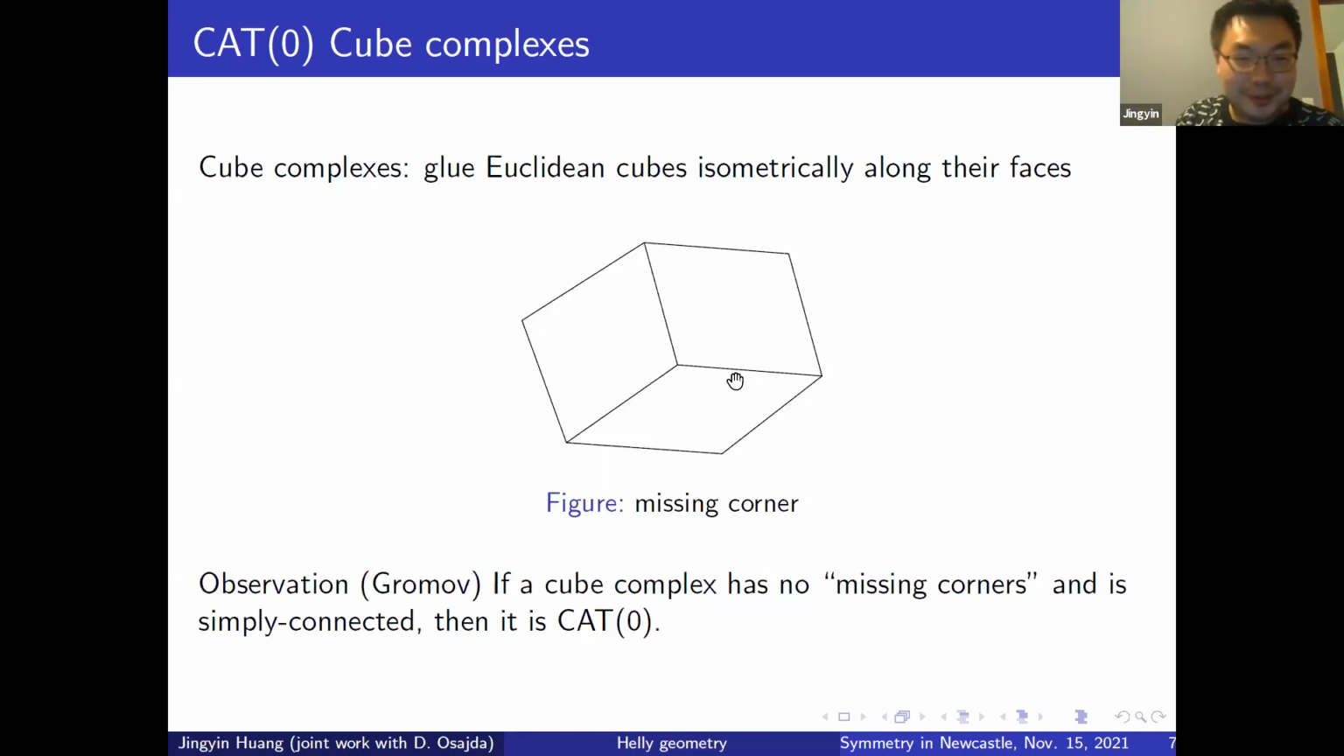Then there's a nice observation by Gromov. It basically says that this is more or less the only obstruction to CAT(0)ness for cube complexes. So basically, if a cube complex has no missing corner and is simply connected, then the cube complex is CAT(0). I'm being a bit sloppy here. First, this is basically a 2-dimensional missing corner, right? And you can define analogs for 3-dimensional missing corners or 4-dimensional missing corners. So Gromov basically requires that you don't have missing corners of any dimension, and simply connected. Then the cube complex is going to be CAT(0).